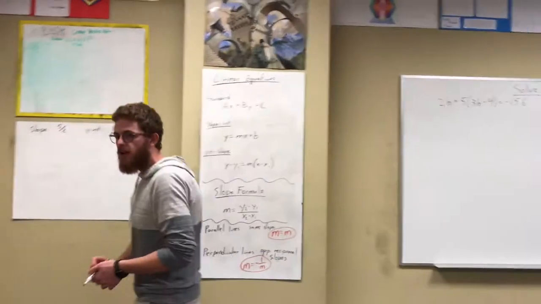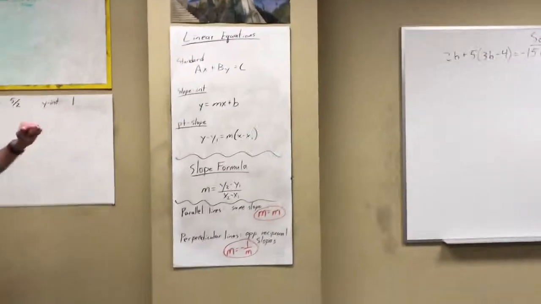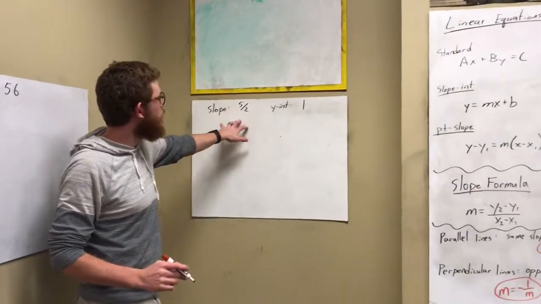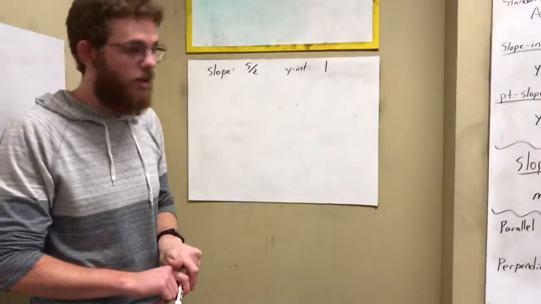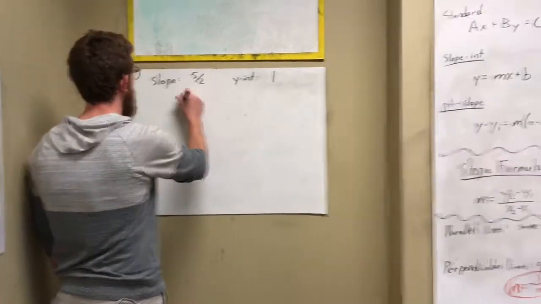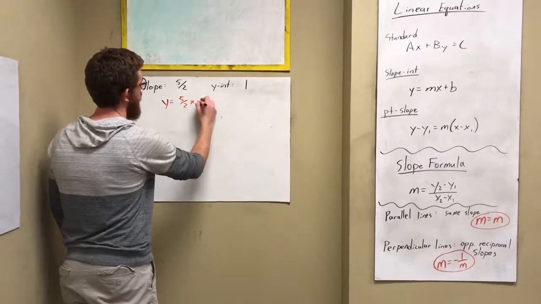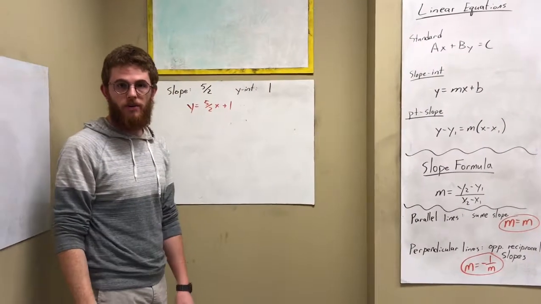So if we're trying to create the equation of a line, we always want it to be in slope-intercept form. So if we're looking at this and we are given the slope and we're given the intercept, well, all we have to do is plug it in. We know y equals mx plus b, where m is the slope and b is the y-intercept.